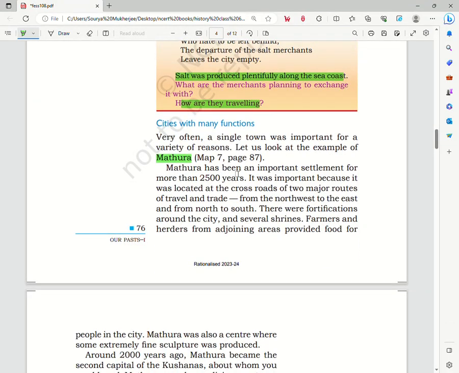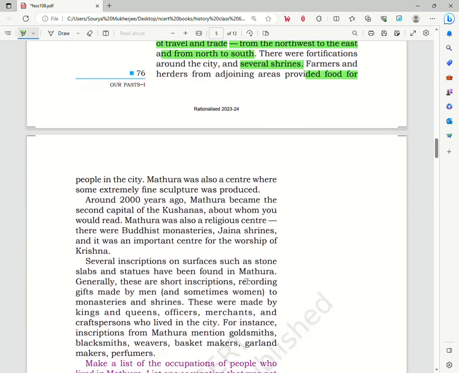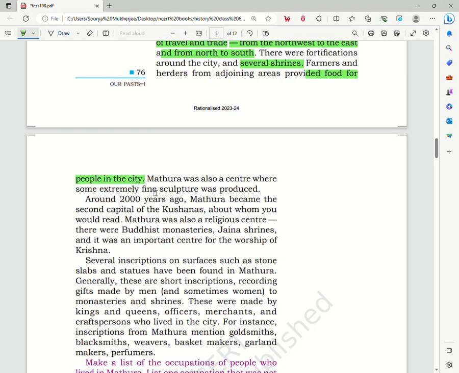Mathura has been an important settlement for more than 2,500 years. It was important because it was located at the crossroads of two major routes of travel and trade, from the northwest to the east and from the north to the south. There were fortifications around the city and several shrines. Farmers and herders from adjoining areas provided food to the people in the city. Mathura was also a center where some extremely fine sculpture was produced.